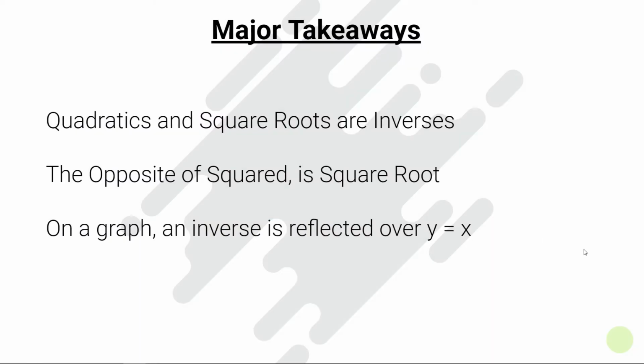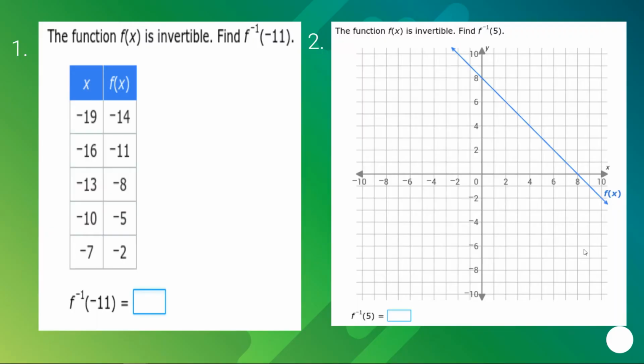So major takeaways: quadratics and square roots are inverses. The opposite of squared is square root. On a graph, the inverse is reflected across y equals x.